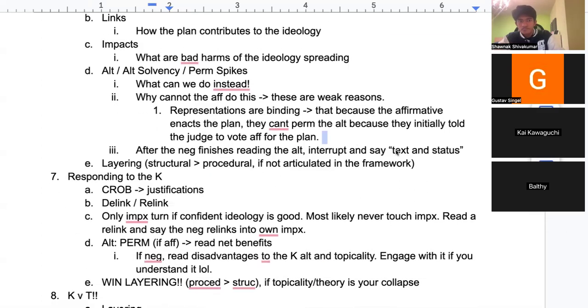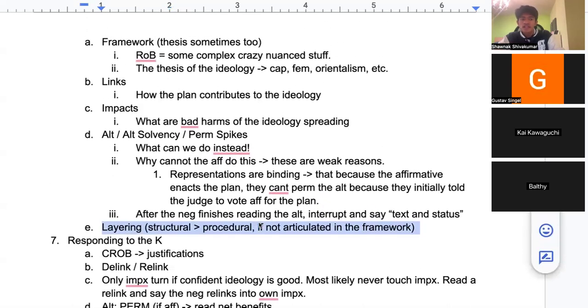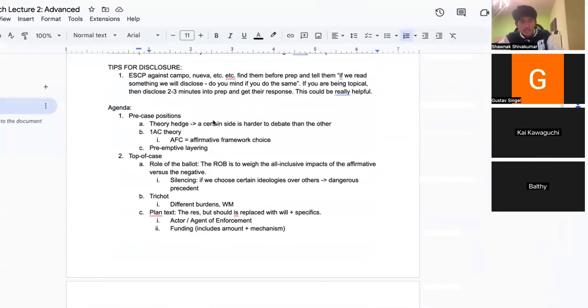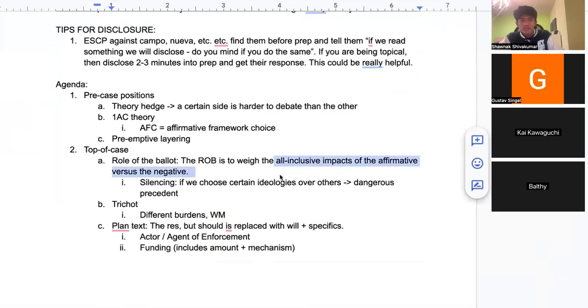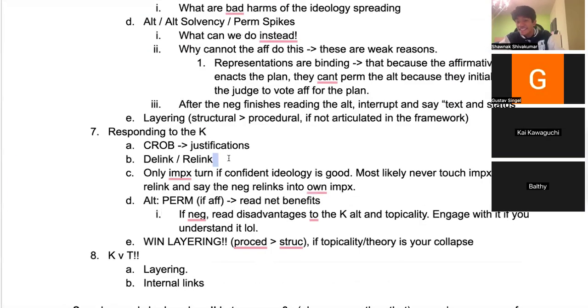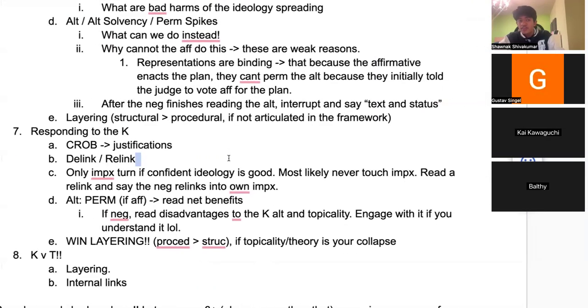And then they'll go for layering, structural or procedural. This means structural procedure: they want K impacts before T impacts, the theory impacts. Responding to the K, counter roll the ballot. Like I said earlier, you want to weigh the all-inclusive impacts of the affirmative versus the negative, and the reason is silencing. It's a very strong response. You want to delink yourself from the K. You want to say, we actually don't spread capitalism, and you spread capitalism. So delink and relink.